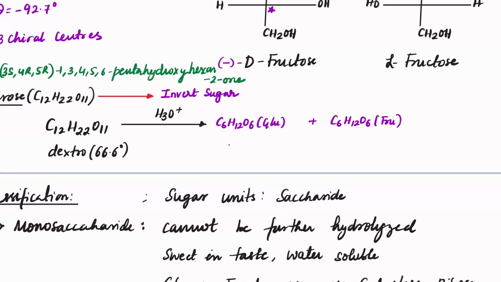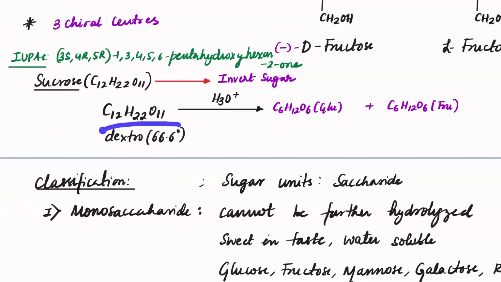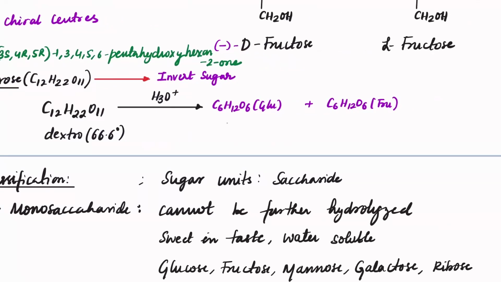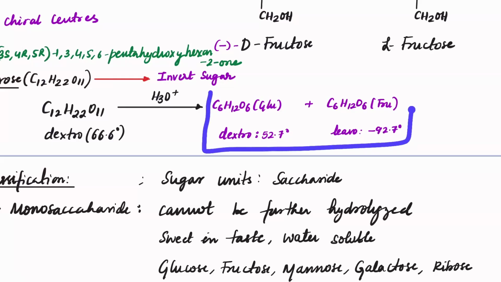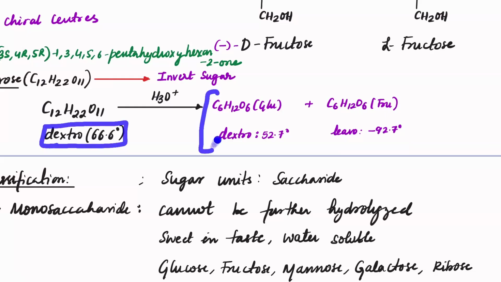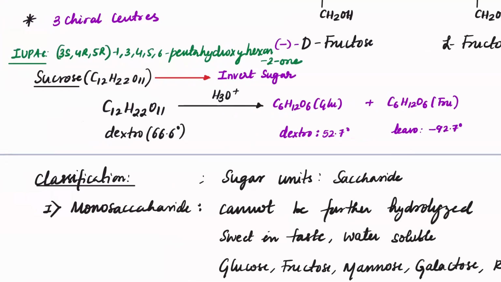Got it? Now, originally sucrose is dextrorotatory, and after it becomes glucose and fructose, glucose is dextrorotatory at 52.7 degrees, and fructose is levorotatory at minus 92.7 degrees. If you add both of them, the overall value is negative. That is why it was supposed to be dextro, but after adding water, the overall solution shows levo, because it has more levo than dextro. That's the reason we call it invert sugar. This is another important piece of information about sucrose.